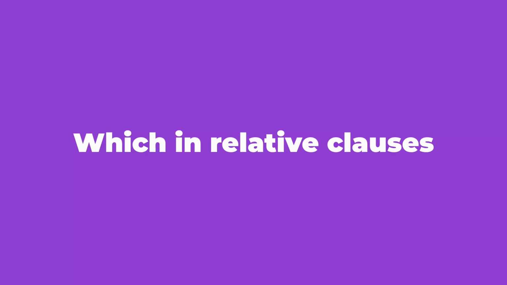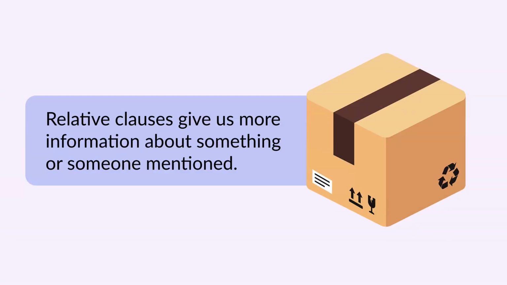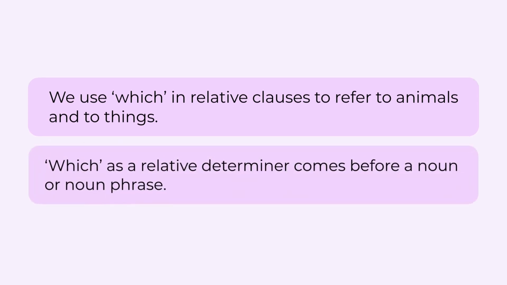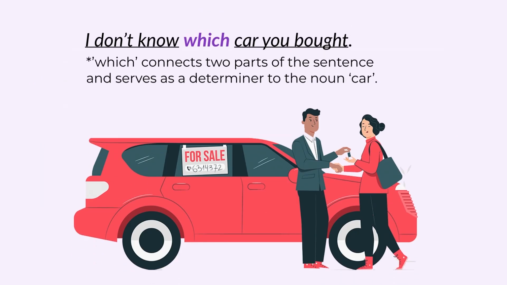Before we move further, it's worth recalling what relative clauses are. Relative clauses give us more information about something or someone mentioned. We use which in relative clauses to refer to animals and to things. Which as a relative determiner comes before a noun or noun phrase. For example, I don't know which car you bought. Which connects two parts of the sentence and serves as a determiner to the noun car.